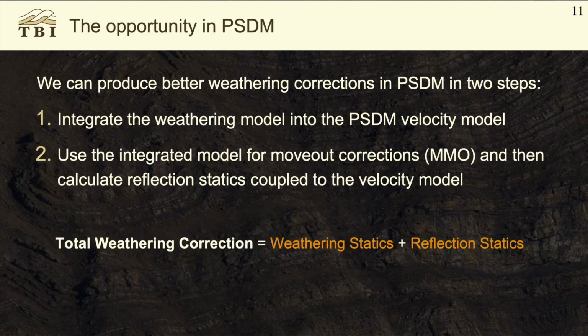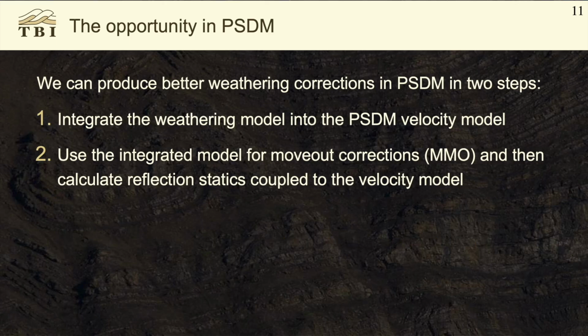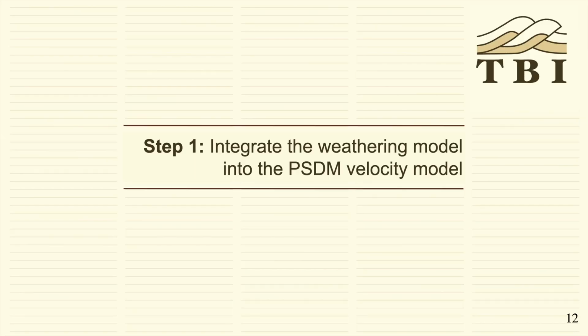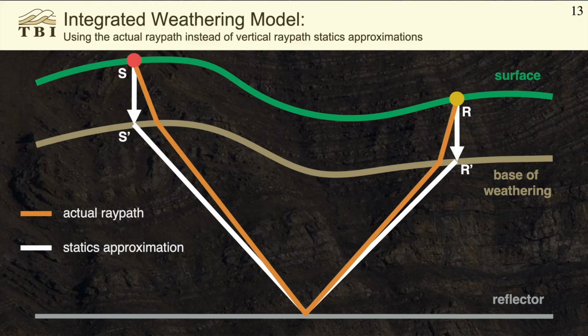Here our total weathering correction, weathering statics and reflection statics, will be replaced with our new workflow, which uses the weathering model and MMO reflection statics to make the total weathering correction. So the first step, we're going to integrate the weathering model into the PSDM velocity model. If you remember this diagram, by incorporating the weathering model directly into our PSDM velocity model, we're not going to use the statics approximation, but the actual ray path.